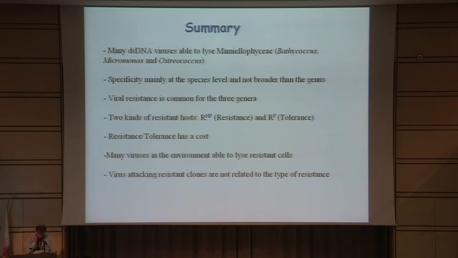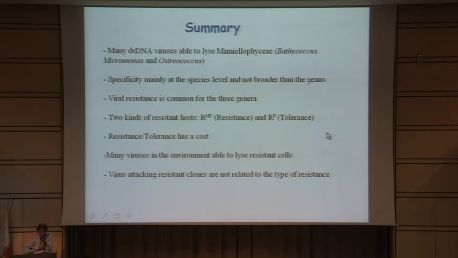We got it every time when we do the experiments, with 2 kinds of resistant hosts, producers and non-producers, and again we got these 2 kinds every time, even if we start, I remind you, from clonal strains. It's resistance or tolerance, because for the resistant producers we can call them tolerant cells or even chronic infection. And for these resistant tolerant cells, it has a cost in the environment.